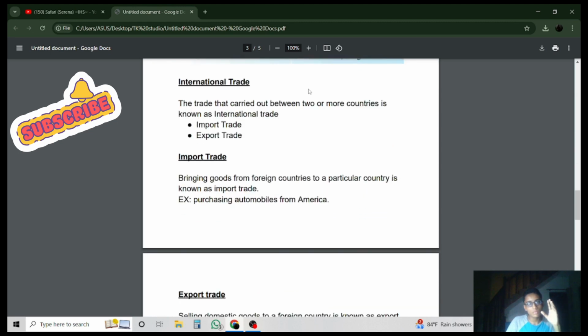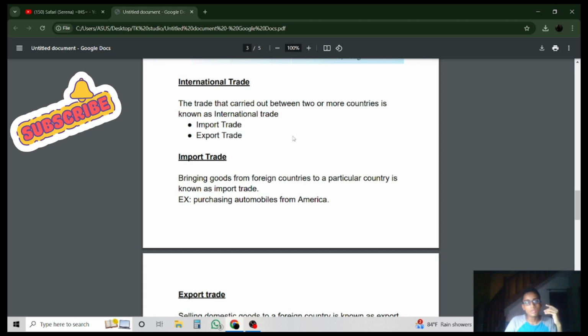So let's move on. The other one is international trade. The trade carried out between two or more countries is known as international trade, right? There are two types of international trade. One is import trade and the second one is export trade, right? Bringing goods from foreign countries to a particular country is known as import trade. For example, purchasing automobiles from America, purchasing oil from South Africa.